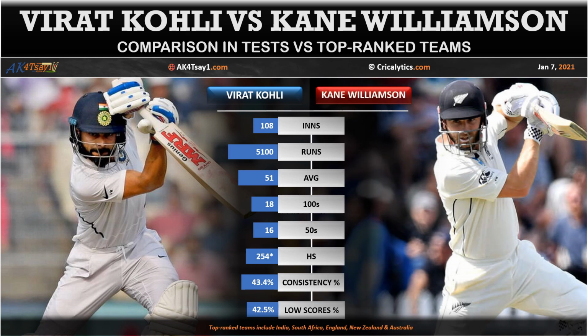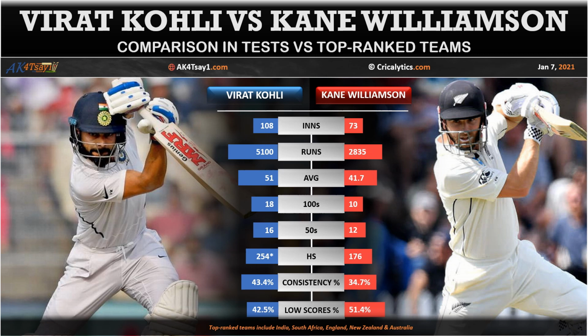For Kane Williamson, stats don't look as good as they look for Virat Kohli. Williamson's best performance has come against South Africa, where he has an average of 47.5. However, against Australia, England and India, this average stands at 41.1, 43.7 and 36.4 respectively. Overall, Williamson has scored a total of 2,835 runs from 73 innings at an average of 41.7, a consistency of 34.7% and low scores of 51.4%.